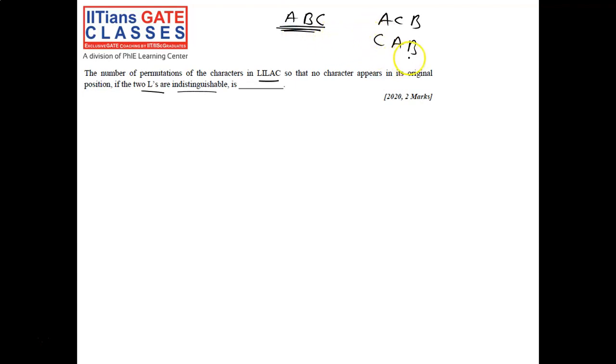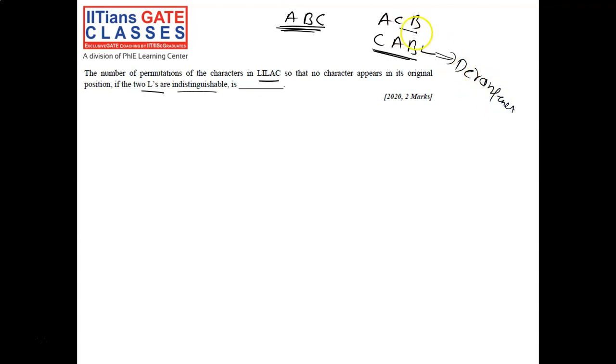But if you focus on this permutation, in this permutation no letter is in its original position. The original position of A was the first position, but A is not in the first position. Similarly, the original position of B was second, but B is not in the second position. Similarly, the original position of C was third, but C is not in the third position. So you can see this is a derangement. This kind of permutation is called derangement, where no character is present in its original position.